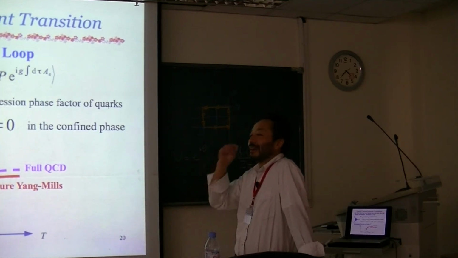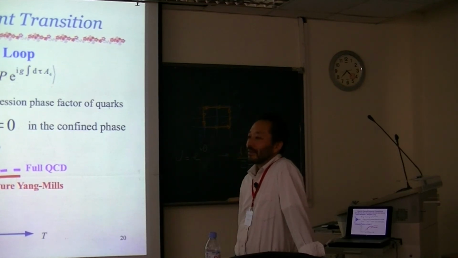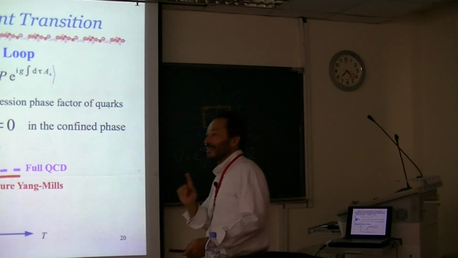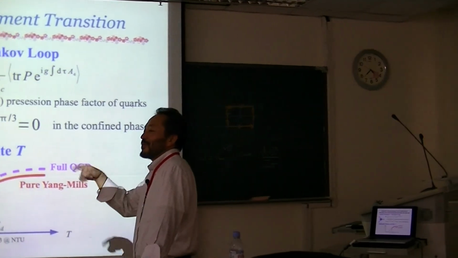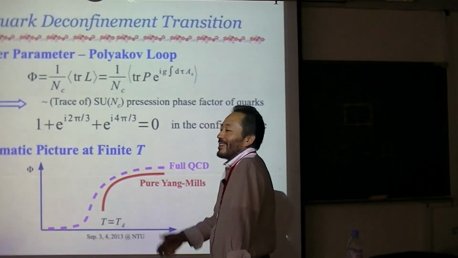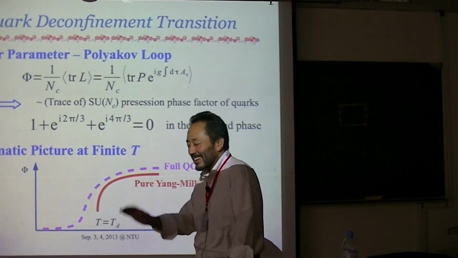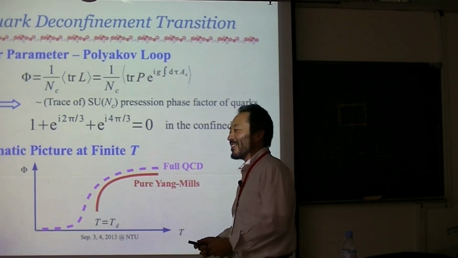So this is probably possible in the large N limit only, right? The large N limit is different. In the large N limit, the quark loops are suppressed, and so the phase transition becomes well defined. That I will mention tomorrow. That is the case.